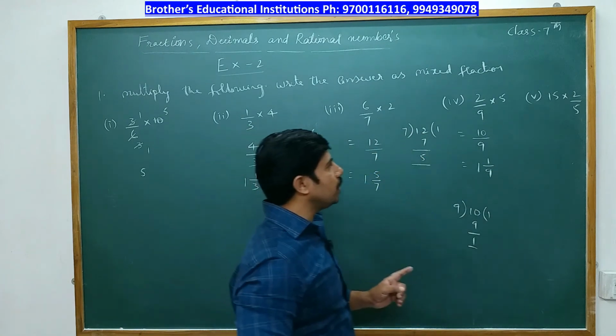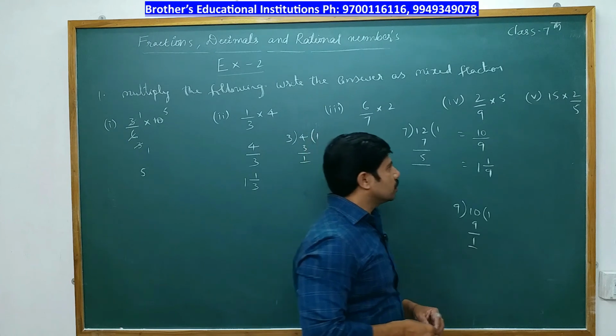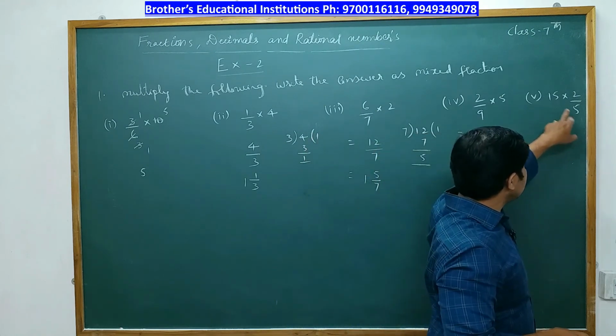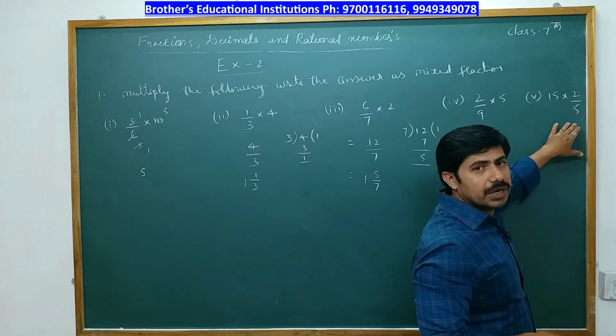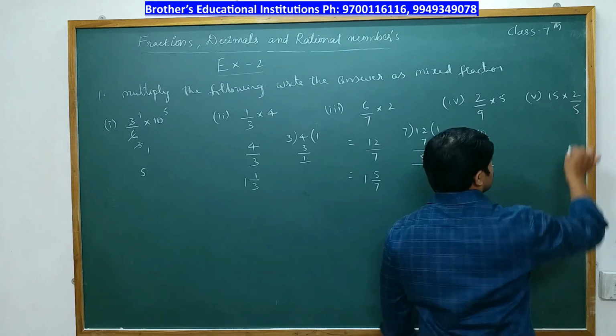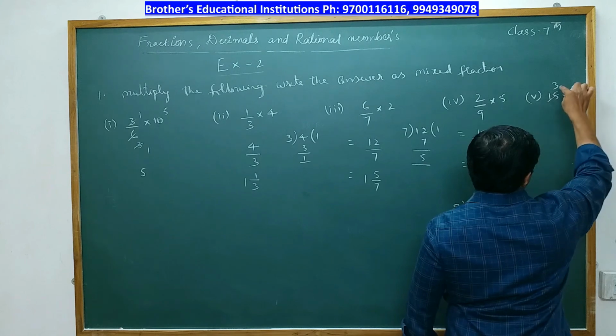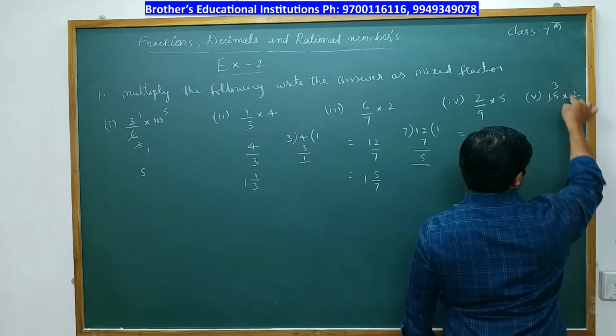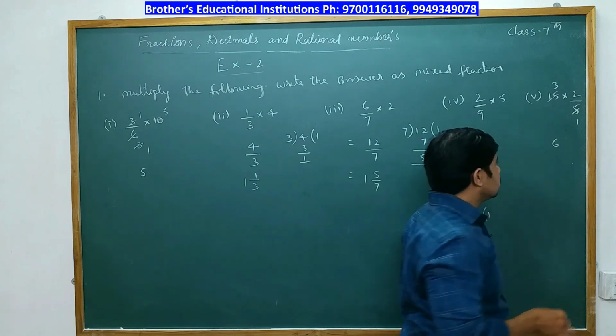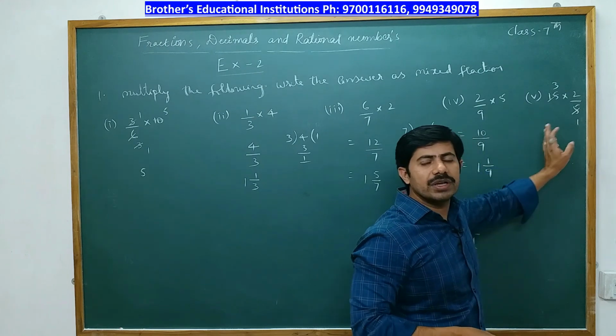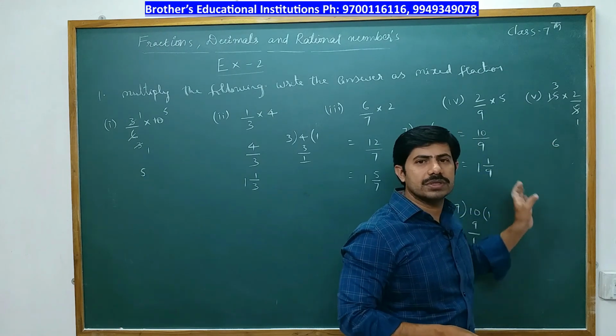Here we have 15 into 2 by 5. So that means 5 and 15 we can cancel. 5 goes how many times in 15? 3 times. So 5 1s are 5, 5 3s are 15. So 3 2s are left. What is 3 2s are? 6. 6 by 1. 6 by 1 is nothing but 6. So this is completed.